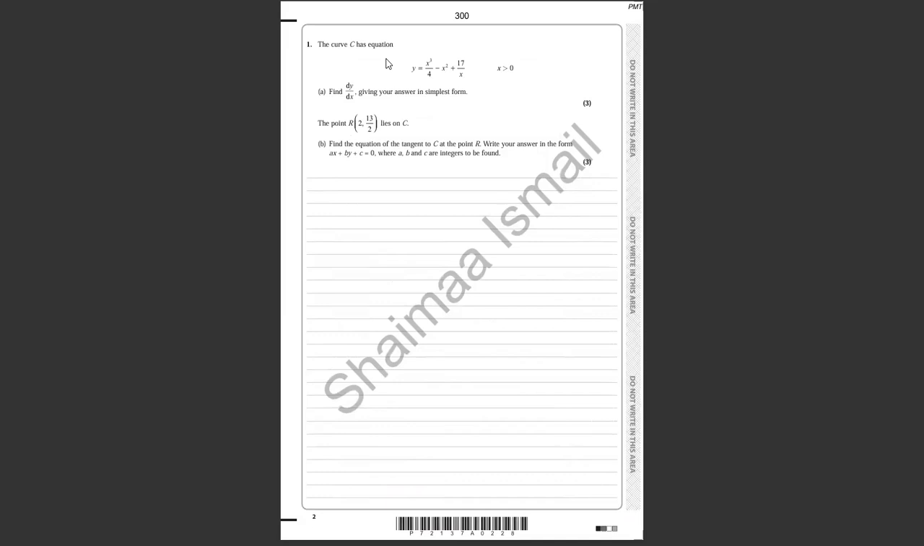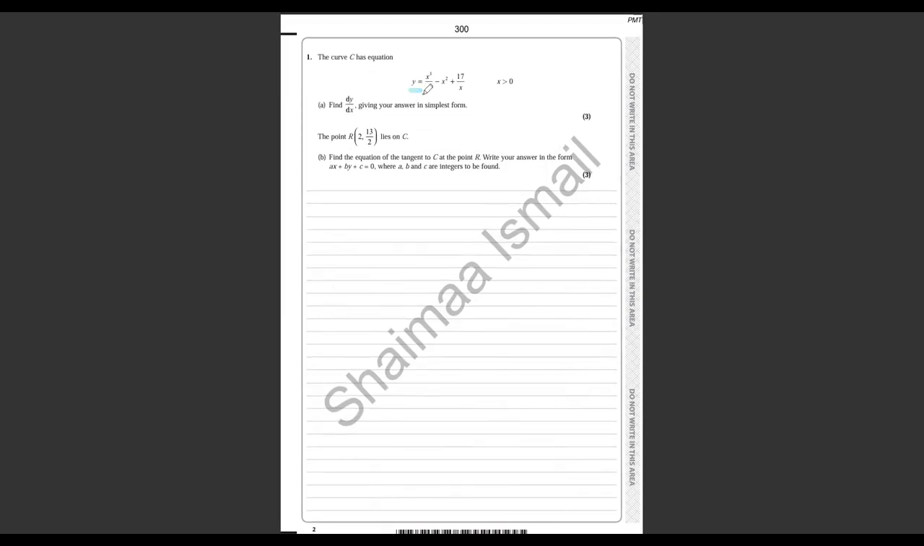Here we have the curve C has equation y equals x cubed over 4 minus x squared plus 17 over x. Well, we have to split the fraction from the x and bring this x up. Okay, let's do this.